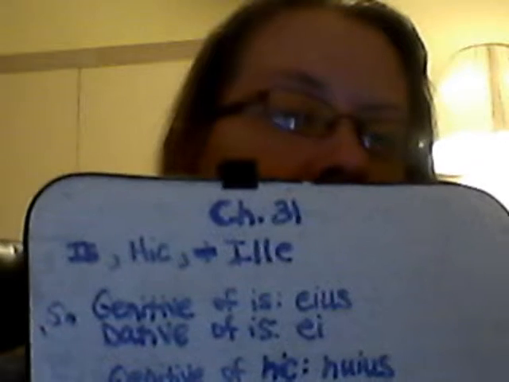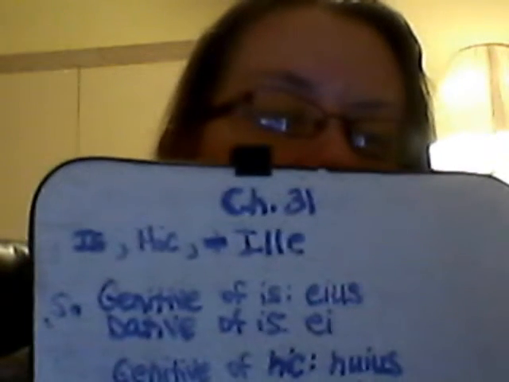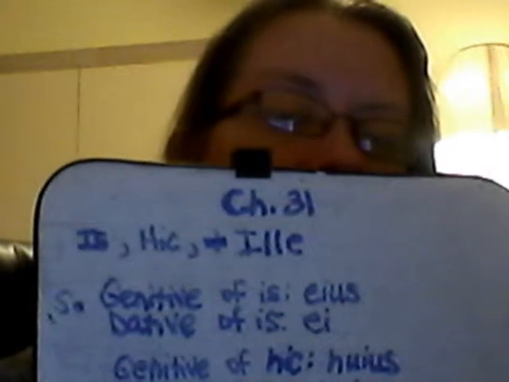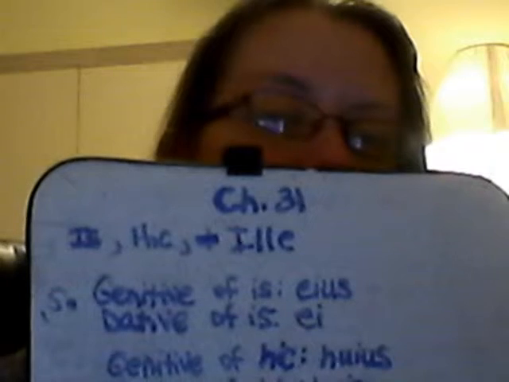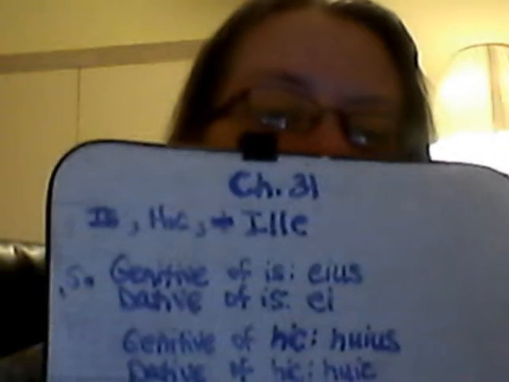Okay, we are now doing Jenney's First Year Latin, Chapter 31. We're going to be talking about the declension of is, hic, and ille. In the singular, the genitive and dative of is are irregular. The genitive of is is eius, for all masculine, feminine, and neuter, and the dative is ei.